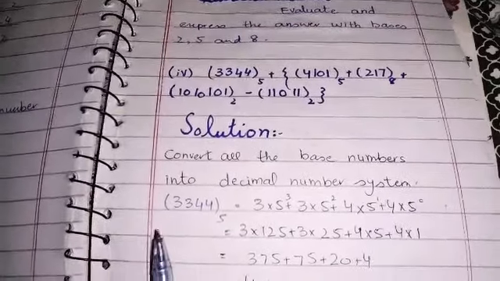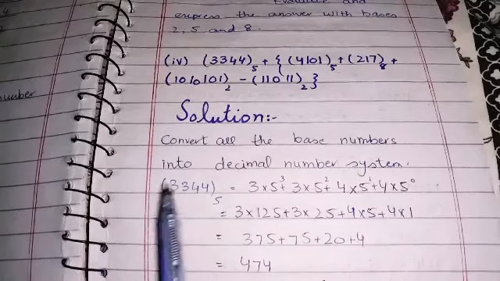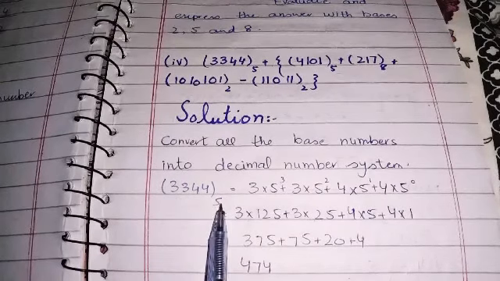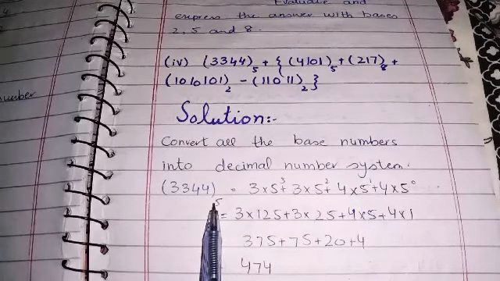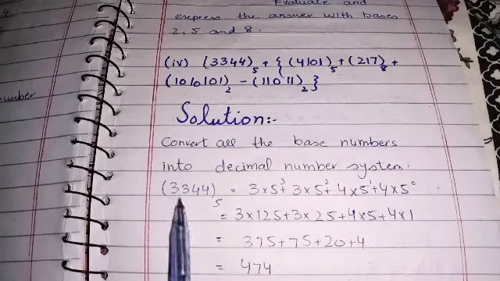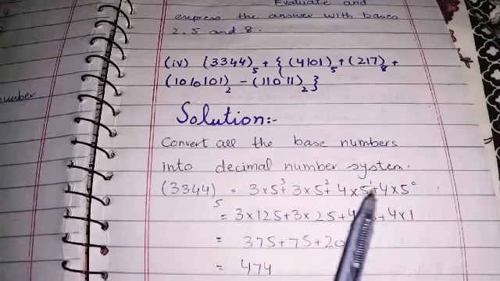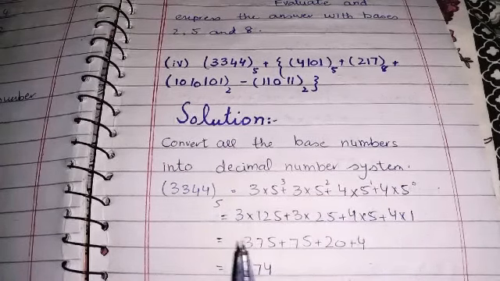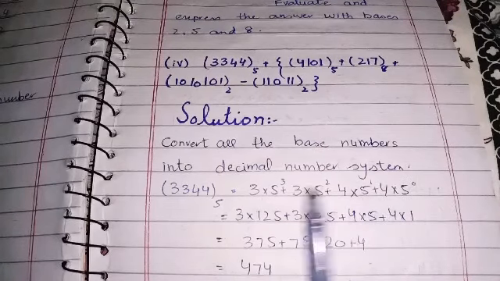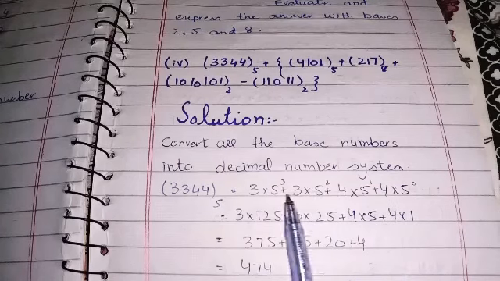You all know how to convert a base number into decimal number system. We will multiply the given digits with the base, then we will give exponents to them and then we solve. First of all, we will write 3 into 5 plus 3 into 5 plus 4 into 5 plus 4 into 5. Now we will give exponents from right towards left, starting from 0, 1, 2, 3.